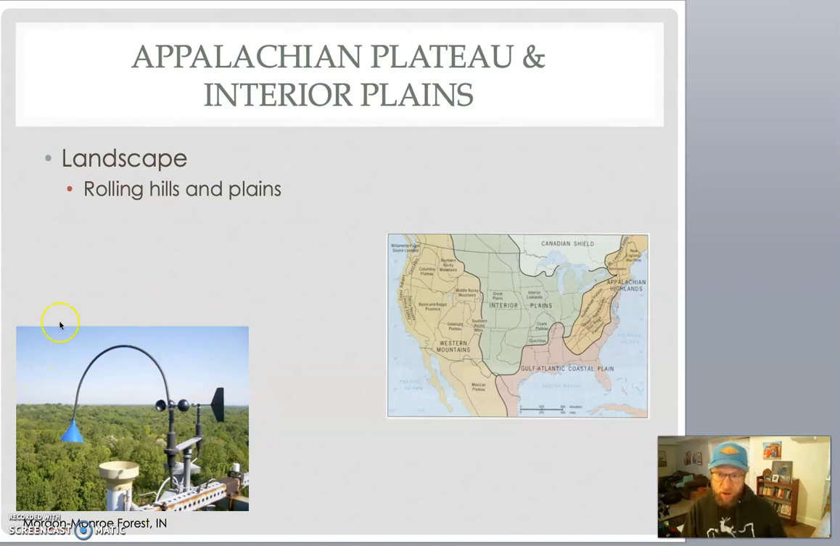This is a picture from a tower where there are some instruments measuring forest function, and you can just see how flat this forest is. This particular picture was taken in Indiana. So not a lot of topography in this part of the country.